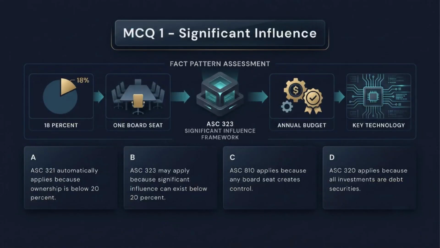MCQ1 tests significant influence below 20%. Ravel acquires 18% of Signal Robotics, receives one board seat, participates in annual budget approval, and supplies key technology used by Signal. Signal is not controlled by Ravel. The question asks for the most appropriate accounting conclusion. Read the facts carefully before choosing. Below 20% does not automatically mean passive, but a board seat alone also does not automatically mean control. Take a moment, read all four choices, and lock your answer before moving to the explanation.